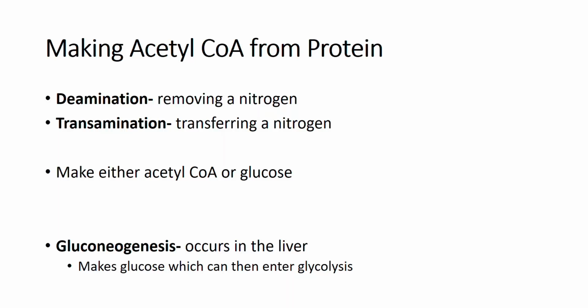Maybe some of you guys are wondering, how do I know if an amino acid ends up as acetyl-CoA or as glucose? It's just going to depend on the type of protein or type of amino acid. Some of them resemble fat when they get deaminated or transaminated, and those are the ones that go directly to acetyl-CoA, whereas some of them resemble glucose when they're deaminated and transaminated, and those are going to go through gluconeogenesis.